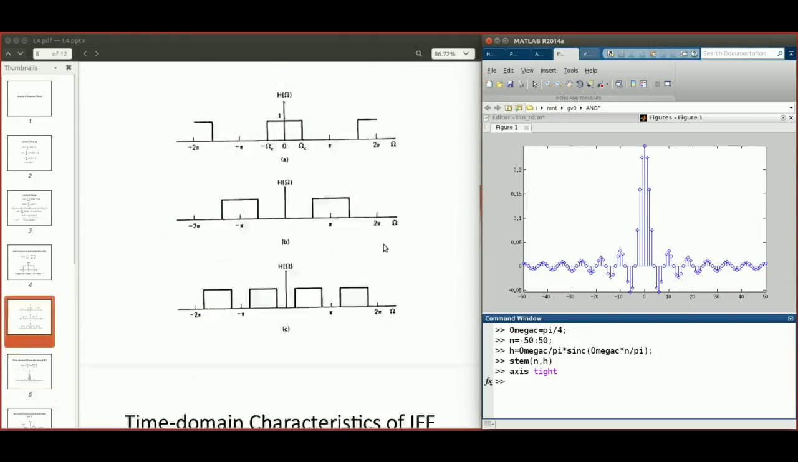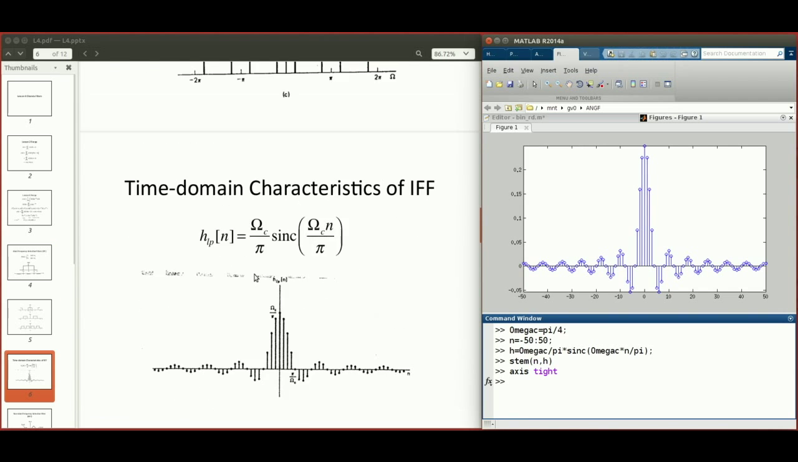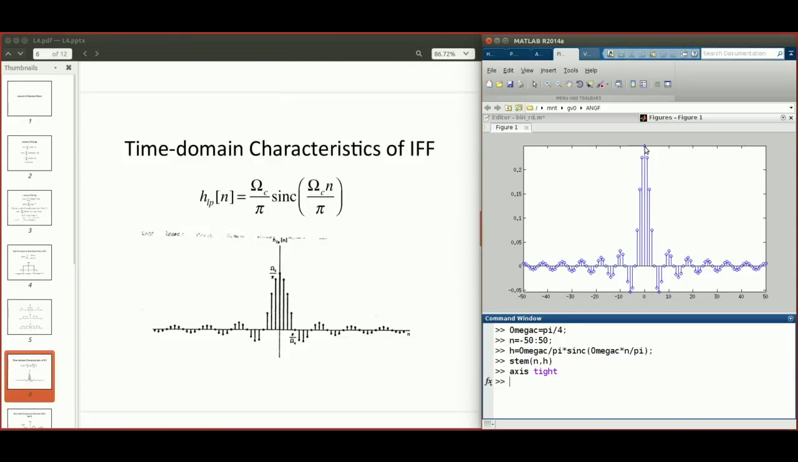In frequency domain, it's a boxcar. In time domain, this boxcar looks like that. And the amplitude here is supposed to be omega c divided by pi, which is 1/4, so 0.25, not 0.5. And then the first zero crossing here is supposed to be pi divided by omega c. It's supposed to be 4 for this particular example I'm using.